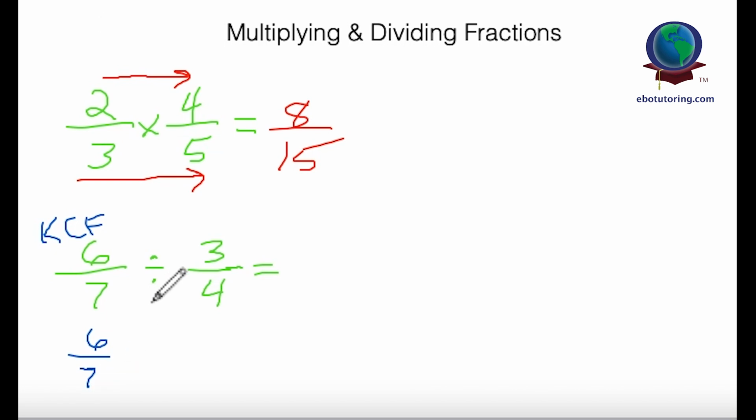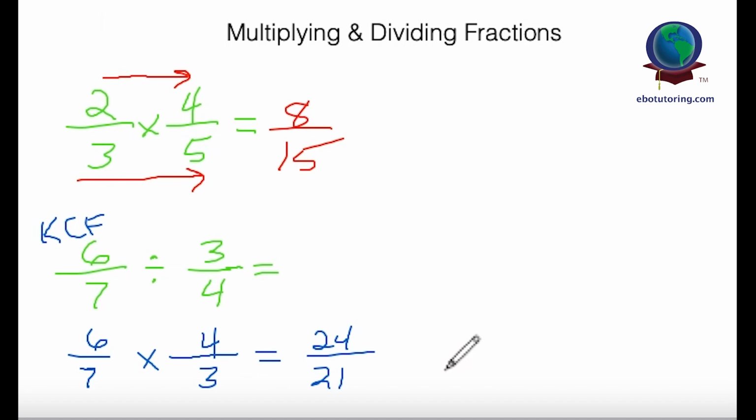Then you're going to change the sign from division to multiplication. And then you're going to flip the last fraction, 4 over 3. Keep the first fraction, change the sign to multiplication, flip the last fraction, KCF. What does that give us? Now we go back to the top like we did, and we're going to multiply the fractions. 6 times 4 is 24. 7 times 3 is 21.